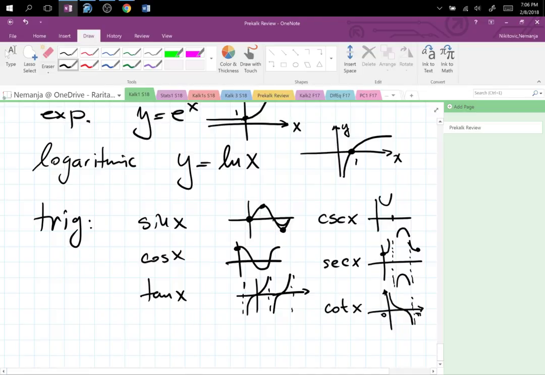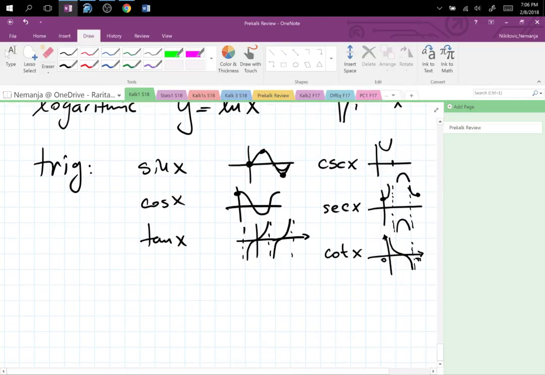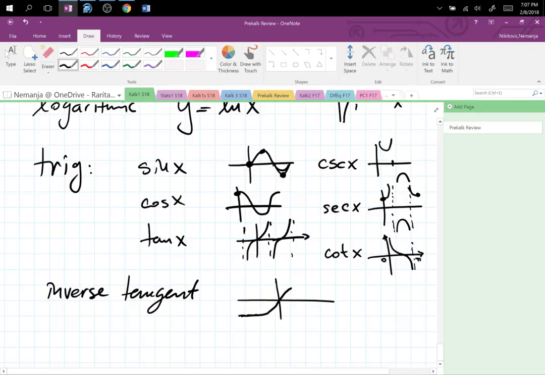These are the basic graphs. There is one more that you are going to need, chapter 2, and then later on, and that is inverse tangent. Inverse tangent graph is this. This value negative pi over 2, and the top value pi over 2. It's going to come up.